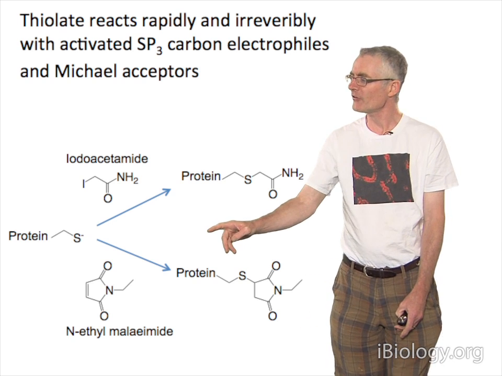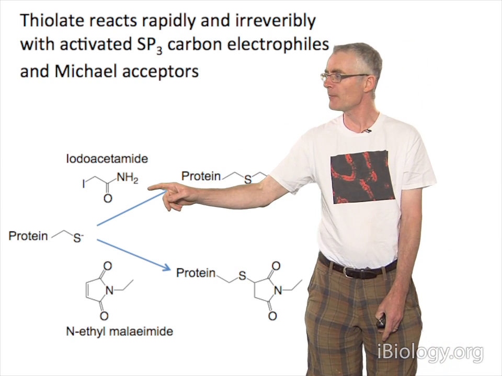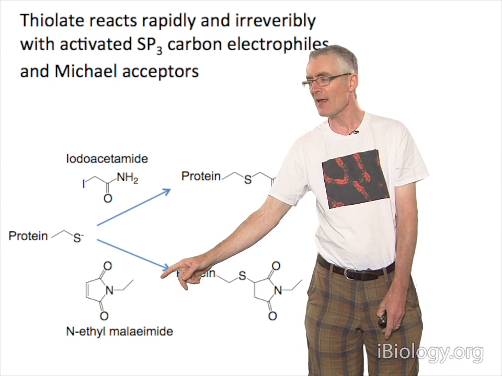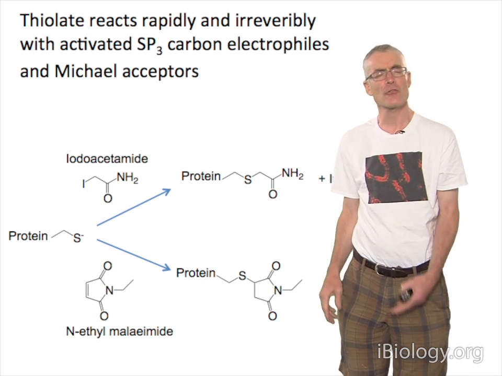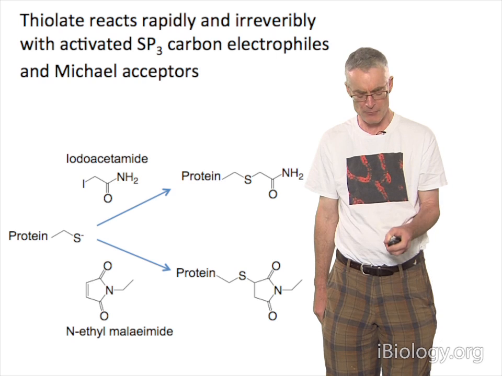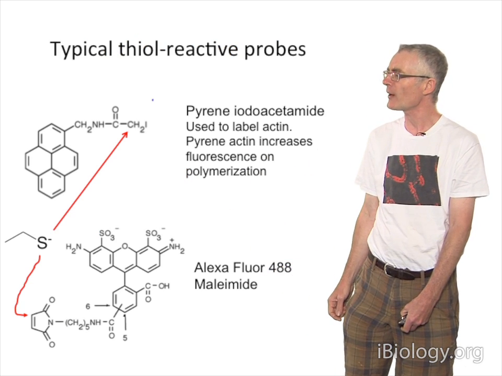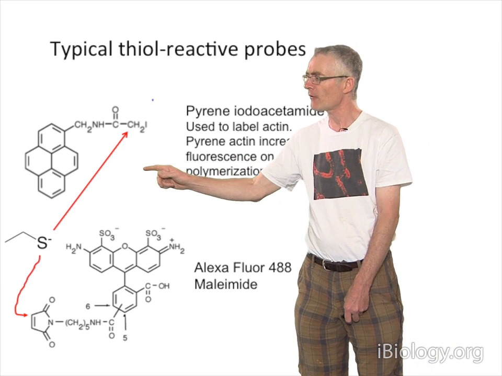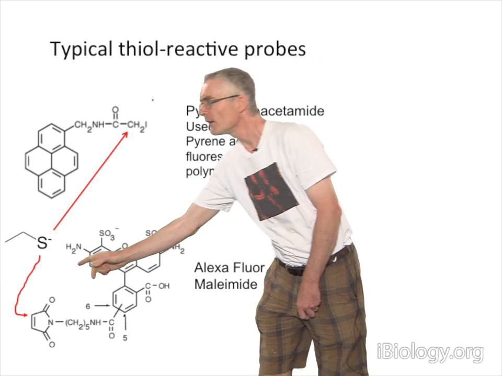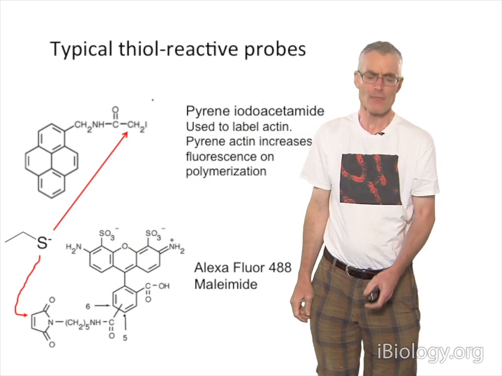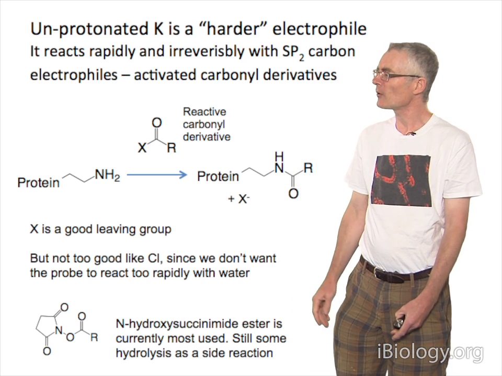The thiolate ion, cysteine here, likes to react with these kinds of electrophiles. So classically people would use iodoacetamide or N-ethylmaleimide. This is a so-called Michael acceptor to label protein. And this same chemistry, which goes back many years in protein chemistry, was adapted to fluors. So here are two typical thiol reactive probes. This one up here, pyrene iodoacetamide, has an iodoacetate that the thiolate attacks. This one has a Michael acceptor. So that's cysteine.